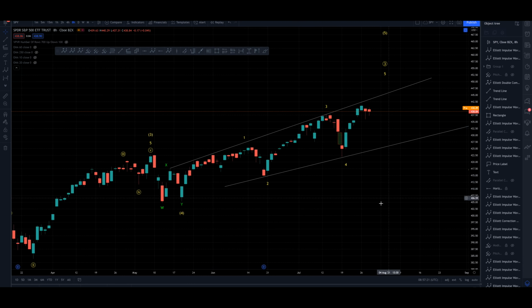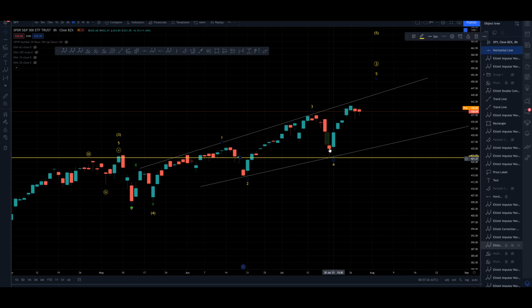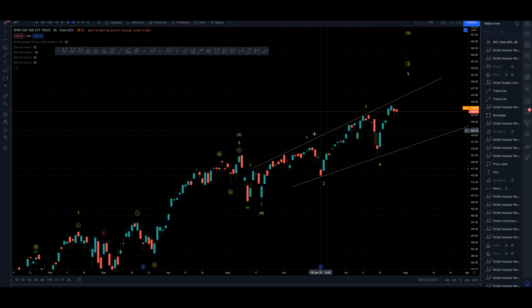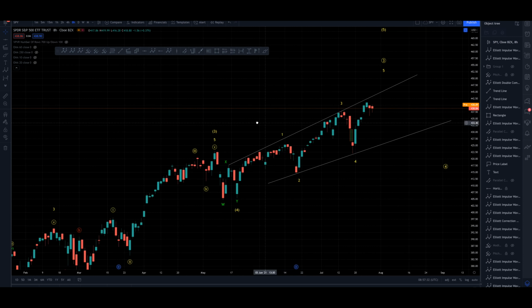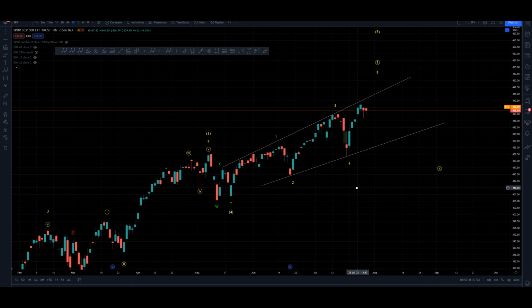So coming back to the recent count, the issue I've got here is this overlap. The 4 overlapping the wave 1 here. Now this doesn't really bother us because we had the wave 1 in the same position when we last looked at the SPY, we just weren't expecting this overlap. So what I've done is I've just joined the wave 1 and the wave 3.